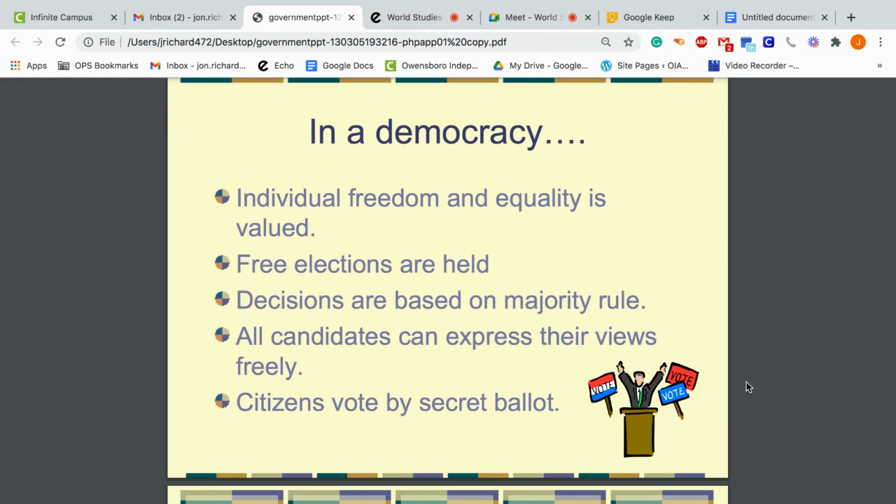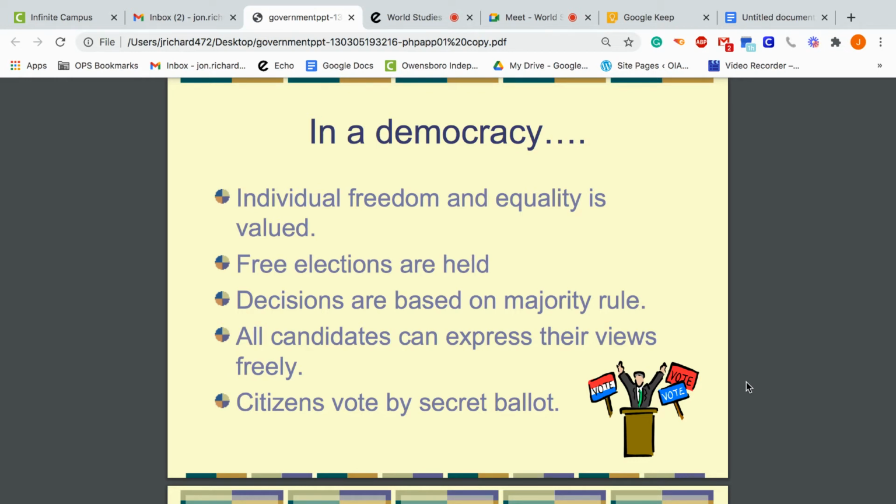All right, so in a democracy, and this is the next 4 bullets there. In a democracy, individual freedom and equality are valued. We have free elections, meaning that any citizen is allowed to vote. Now, there are rules on that election, like you can't be under the age of 18. And states do have other rules, like you have to have identification, or if you have a crime, like a federal offense, you can't vote, things like that. But for the most part, free elections.